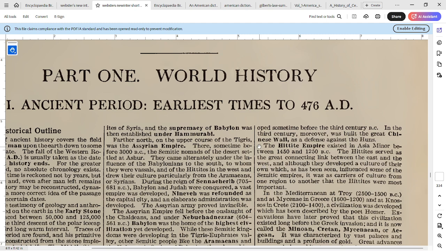The Hittite Empire existed in Asia Minor between 1450 and 1250 BC. The Hittites served as the great connecting link between the East and the West, and although they developed a culture of their own, which, as has been seen, influenced some of the Semitic empires, it was as carriers of culture from one region to another that the Hittites were most important.